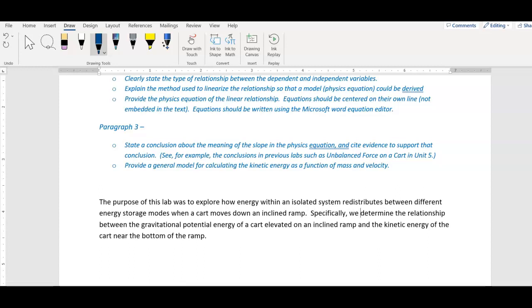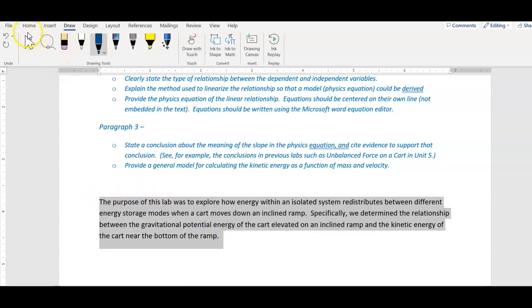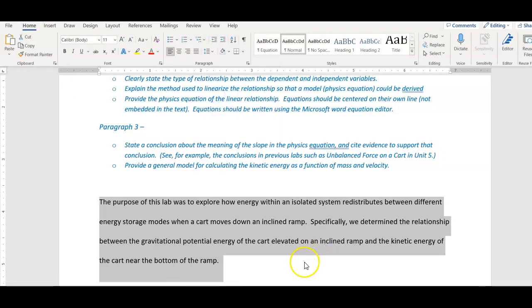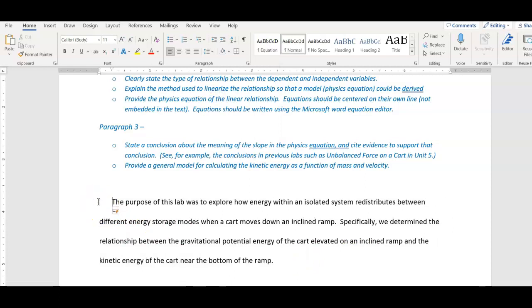Specifically, we determined the relationship between the gravitational potential energy of the cart elevated on an inclined ramp and the kinetic energy of the cart near the bottom of the ramp. Okay, let's make sure that we double space. That's very important in conclusions. I've done that, and I'm just going to indent here. So that's my first paragraph. Good enough. Then I'm going to go to the next paragraph.